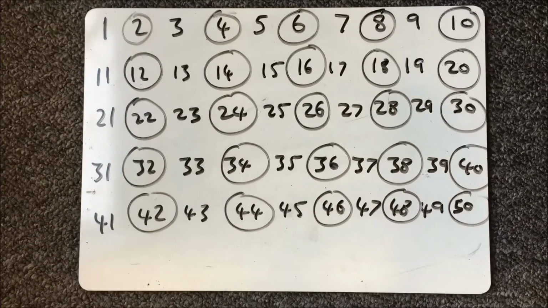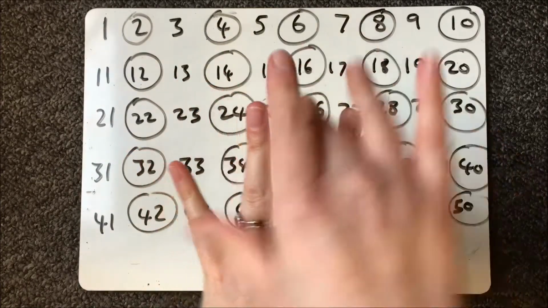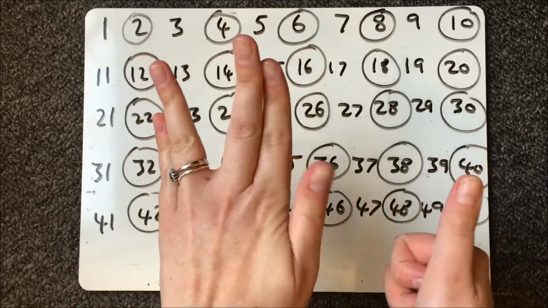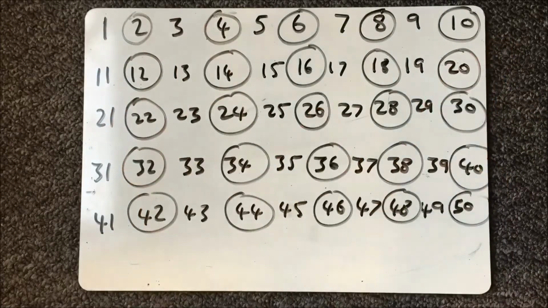What is special about the counting in 2s pattern? Can you have a look? 2, 4, 6, 8. What's special about them? I'll give you a clue. If I have 2, I can do this. If I have 4, I can do this. If I have 6, I can do this. If I have 8, I can do this. I can put them all into pairs.